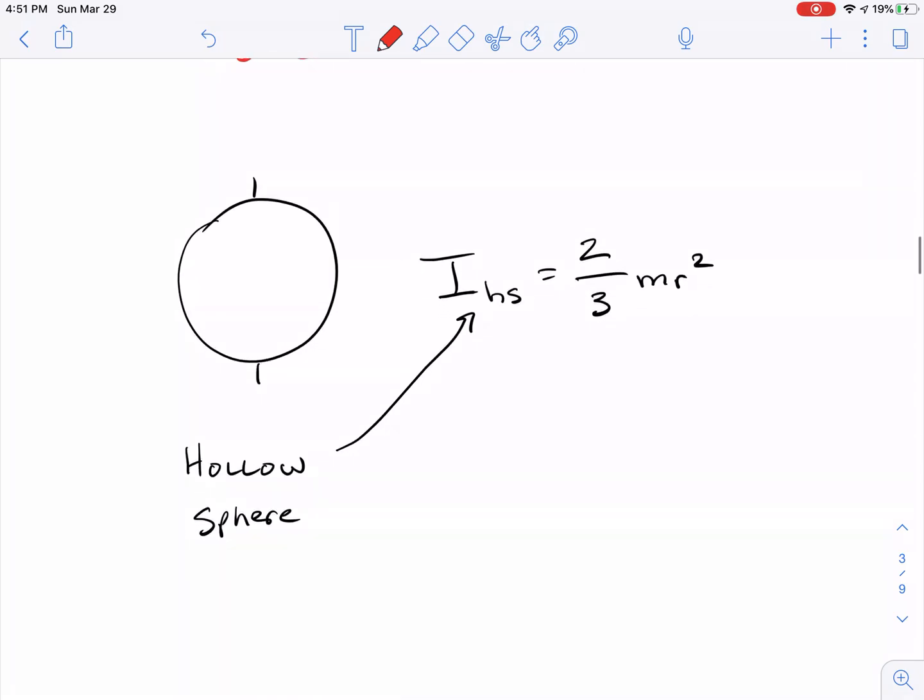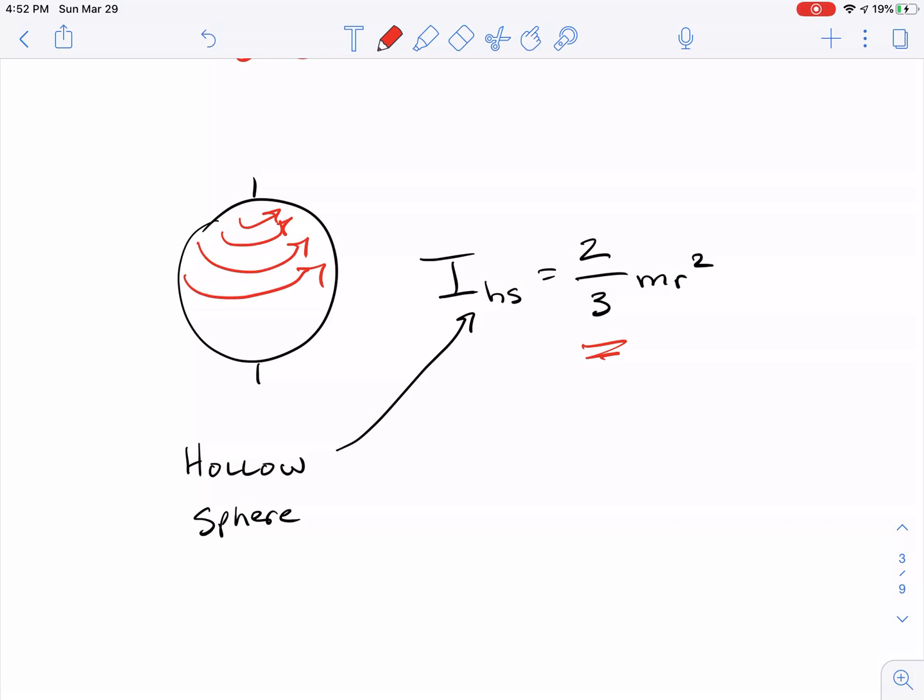The next one, a hollow sphere. All the particles are on the outside, but you have to remember some of the particles are close, and so the circles get bigger as you go around the closer you get to the equator. They don't all have the same radius, so it's not simply mr squared like it was for a hoop. This one ends up being 2/3 mr squared. So 2/3 mr squared is the moment of inertia for a hollow sphere.